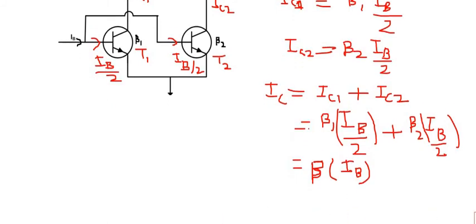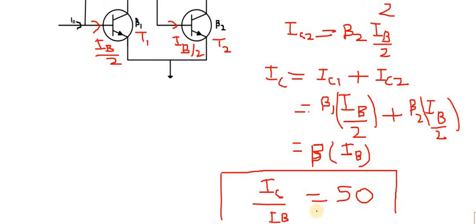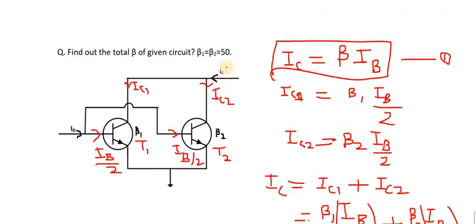So if I write IC by IB is equal to, how much will it come? It will come 50. So this is the beta. IC by IB is the beta. So this is the beta for this given circuit. IC by IB is equal to 50. So for this given circuit, the total beta is 50.